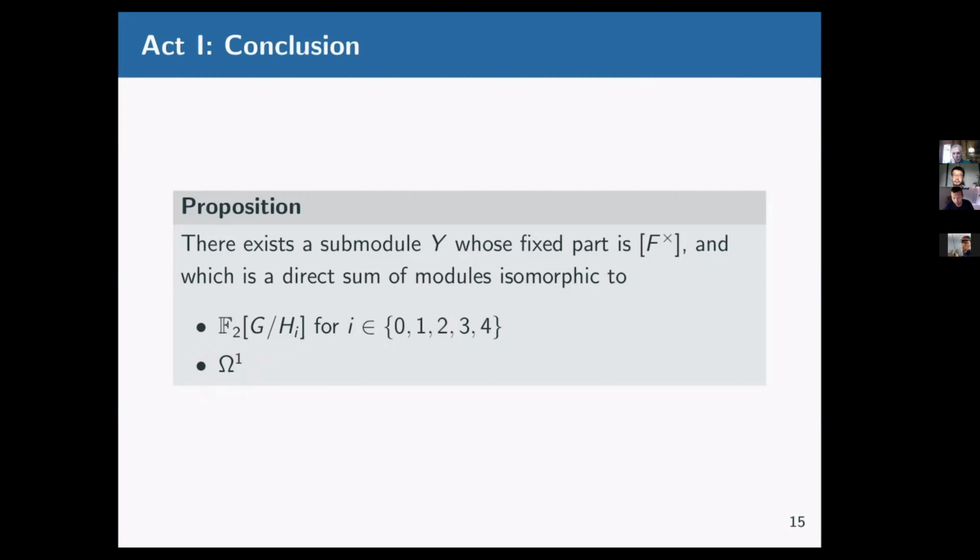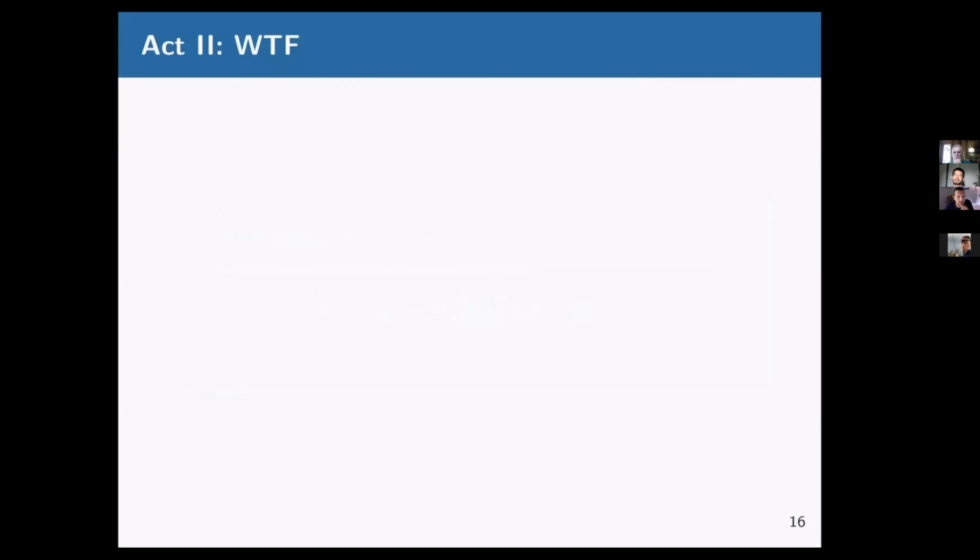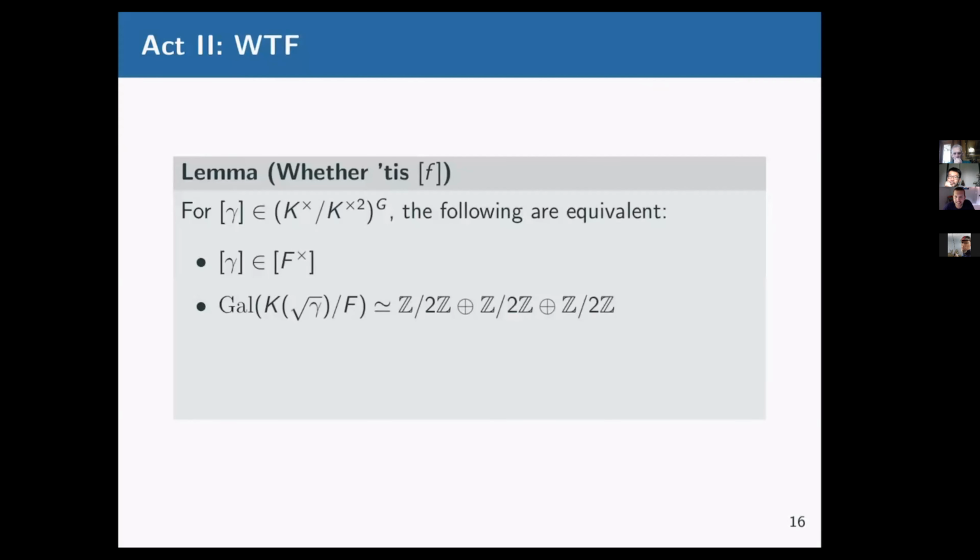Next up, we have to fill out the rest of the fixed part. And to answer how we fill out the rest of the fixed part, we're going to answer the proverbial question of WTF, which in this context means whether 'tis F. Do we have an element that is inside of F, or is it not inside of F? And you can answer that in a lot of ways. Kummer theory, for example, gives you a way to answer whether an element is represented by something in the ground field just by looking at the Galois group that you get by taking the biquadratic extension and adjoining the square root of your element gamma to that.